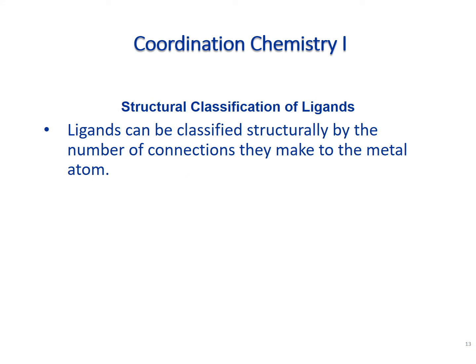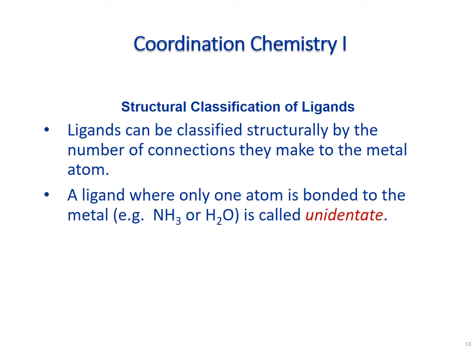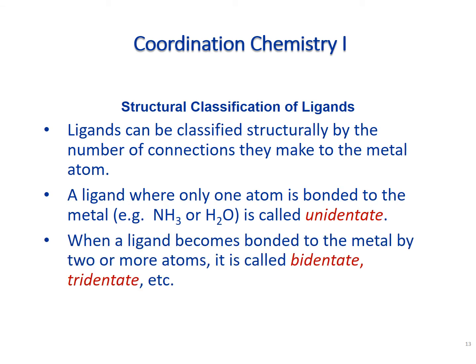These ligands can be classified structurally by the number of connections they make to the metal atom as well. So a ligand where only one atom is bonded to the metal is called unidentate. And when a ligand becomes more bonded to the metal by two or more atoms, it's called bidentate or tridentate, for example.